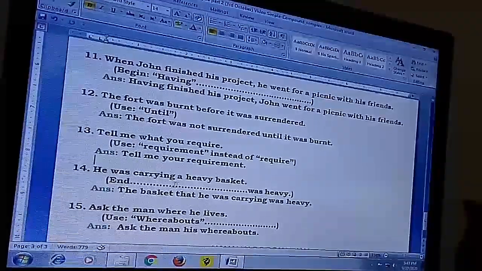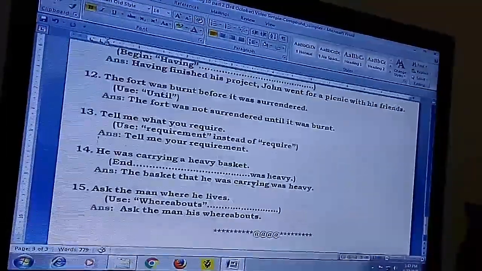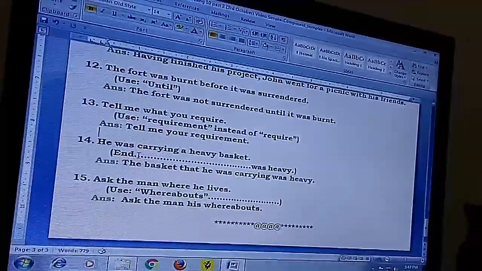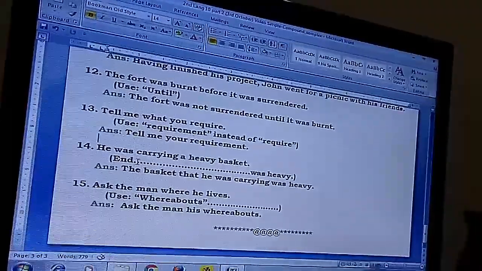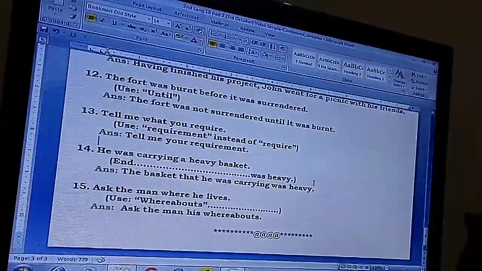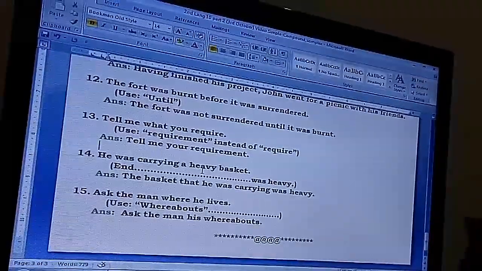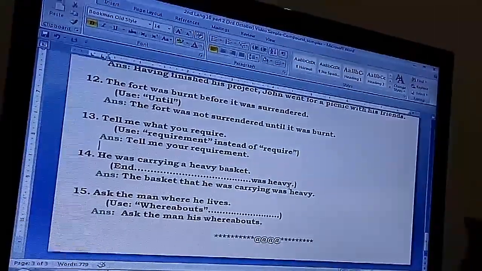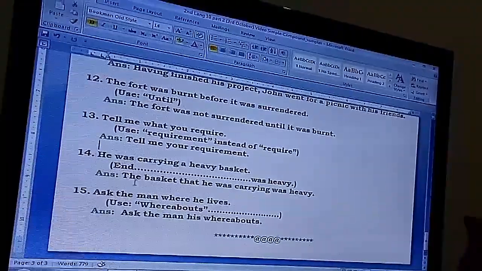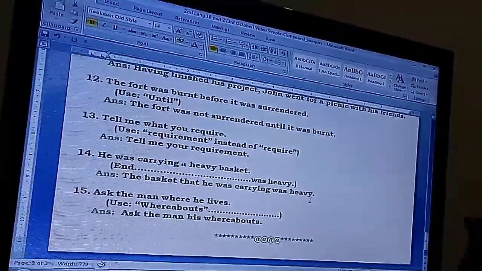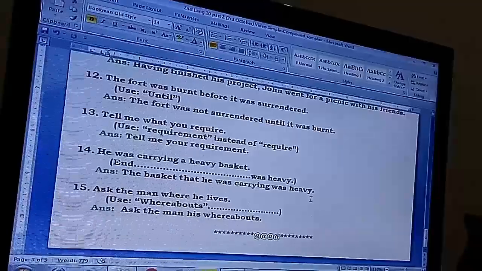He was carrying a heavy basket. Now again, this type of question also comes in the ICSE exam. And was heavy. Heavy basket. Okay. But here it is only heavy. So the basket that he was carrying was heavy. See the complication.